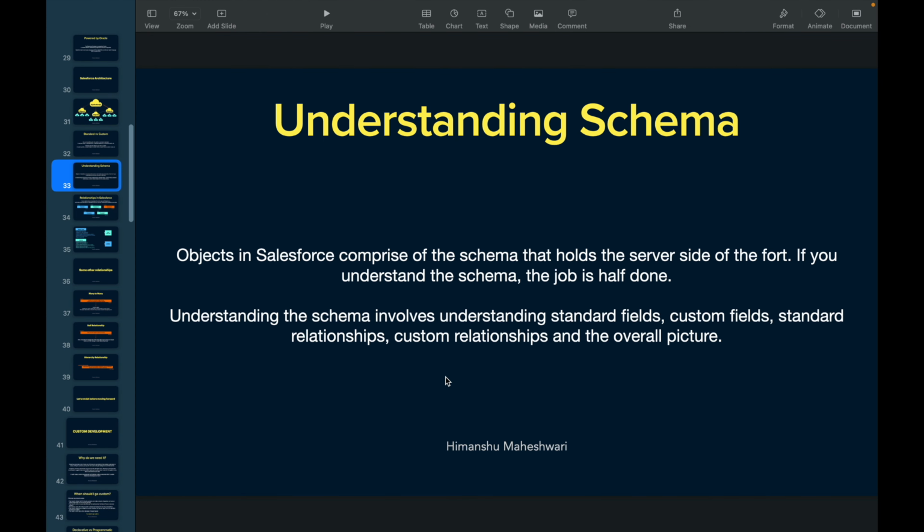That's how important this very small topic is. All right. So always try to look at the overall picture. Always try to look at the schema side of it. Correct? You cannot build a house if you just figure out, okay, this is where I will put my bedroom, or this is where I'll put the kitchen. No, you'll have to align everything around it. Correct? That's how you'll understand schema.